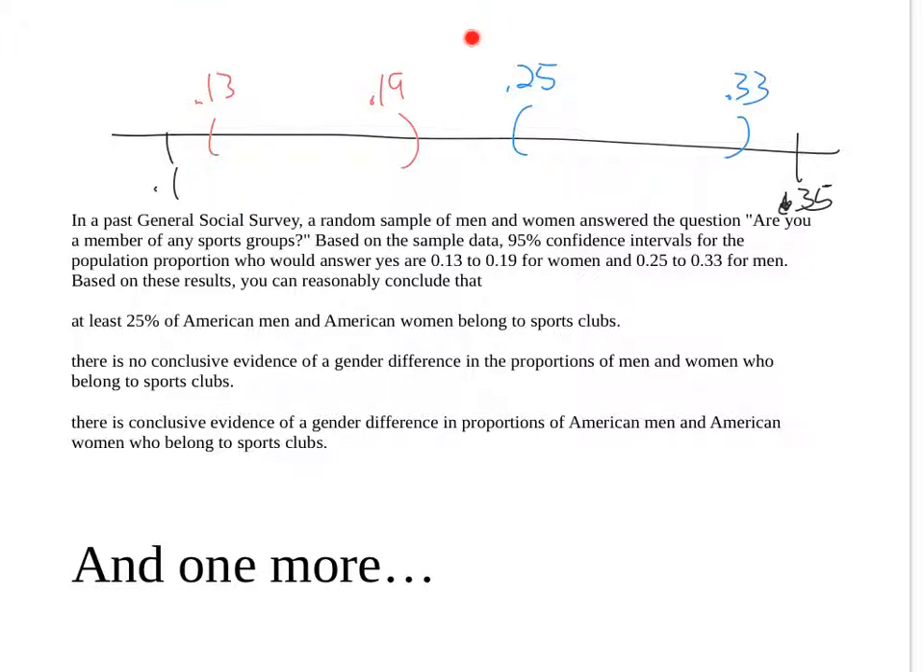I find that the number line makes it easy to visualize what's going on. You can see that the proportion of women is estimated to be entirely below the estimated proportion of men. So we say, hey, there's a gender difference. There are more men in sports clubs than women. With 95% confidence, as always.